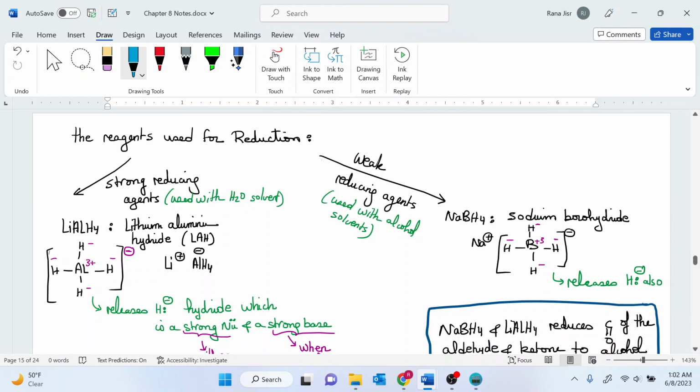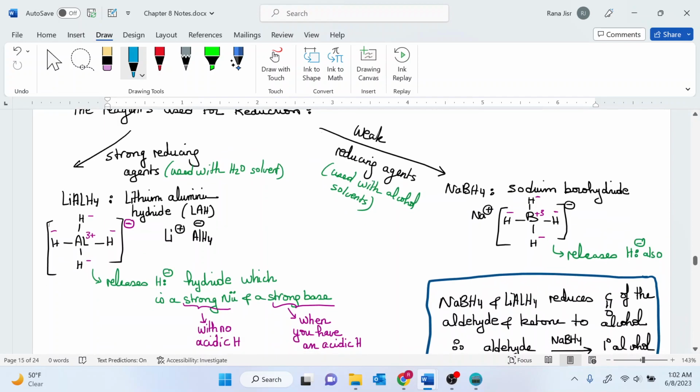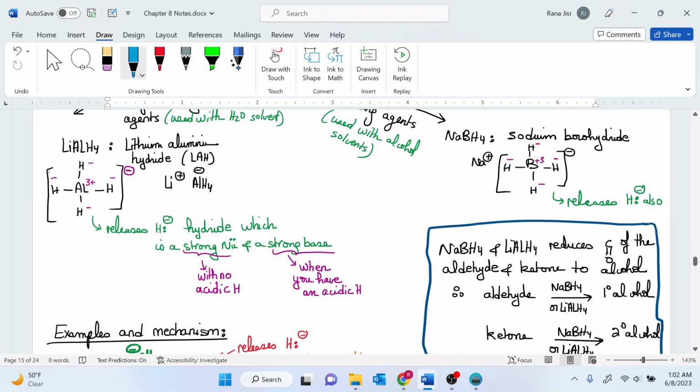The other type of reducing agent is sodium borohydride, NaBH4. This is a weak reducing agent. The reason is that, even though boron still has 4 hydrides coupled to it, aluminum is a strong metal. So the hydride that is coupled to the aluminum is a strong hydride compared to the hydride that is coupled to boron. Borohydride releases a hydride still, but this hydride is going to be less reactive than the hydride that is released from the aluminum hydride. So this is why this one only reacts with aldehydes and ketones.